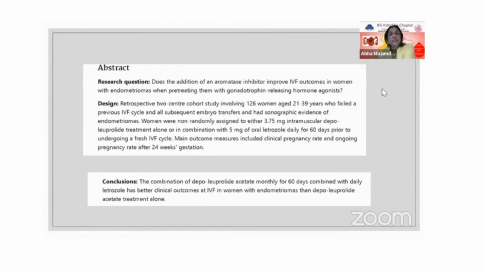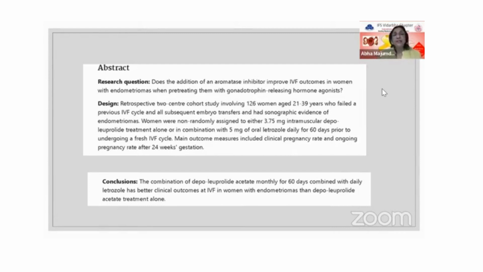And who are these women? They have been diagnosed by ultrasound and they are undergoing IVF. So what was their research question? Does the addition of an aromatase inhibitor improve IVF outcome in women with endometriomas when pre-treating them with gonadotropin-releasing hormone agonist depot preparations? Well, the design of this was a retrospective 2-center cohort study involving 126 women aged 21 to 39 years who failed a previous IVF cycle and all subsequent embryo transfers and had sonographic evidence of endometriomas. So they made sure that one IVF cycle had failed. These were all women who were less than 40.